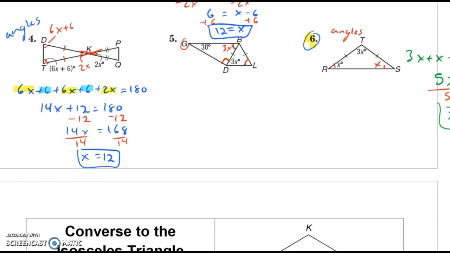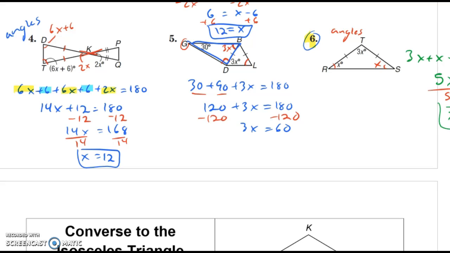3x. So in this triangle here, we have 30 plus 90 plus 3x equals 180. You combine, 120 plus 3x equals 180. Subtract. Divide. To give that x equals 20.